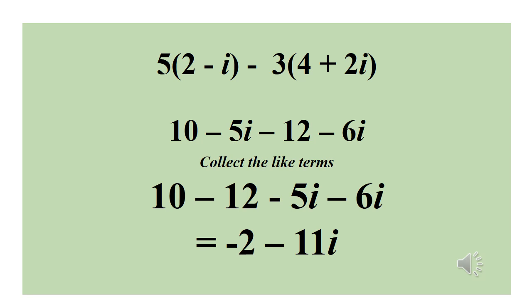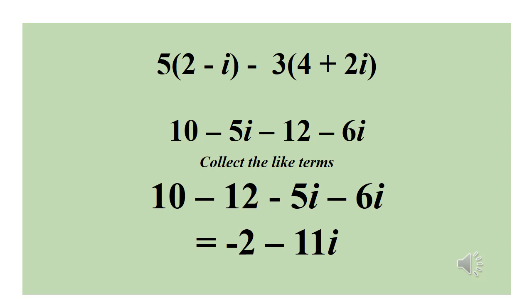Now we have the second question. The second question also is on imaginary number, but it has to do with expansion of brackets. So we have 5 into bracket 2 minus i, minus 3 into bracket 4 plus 2i.